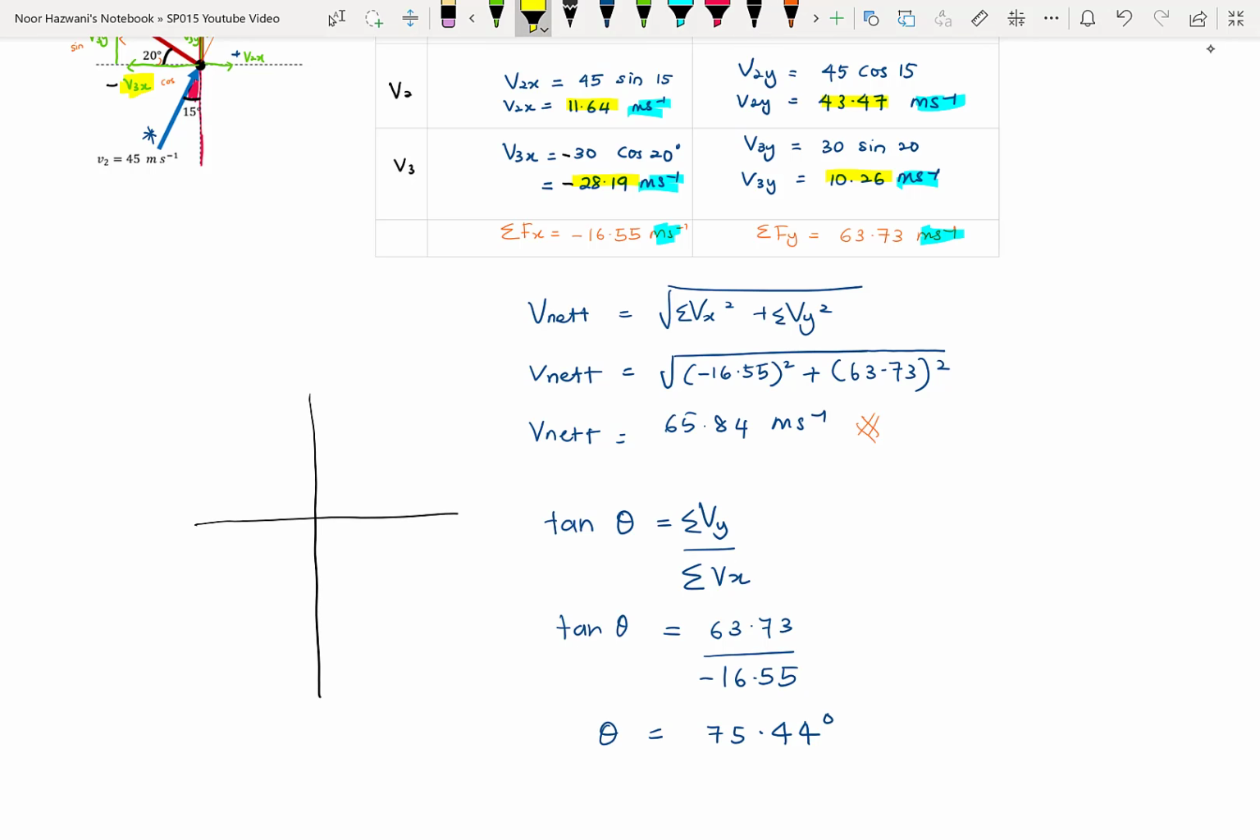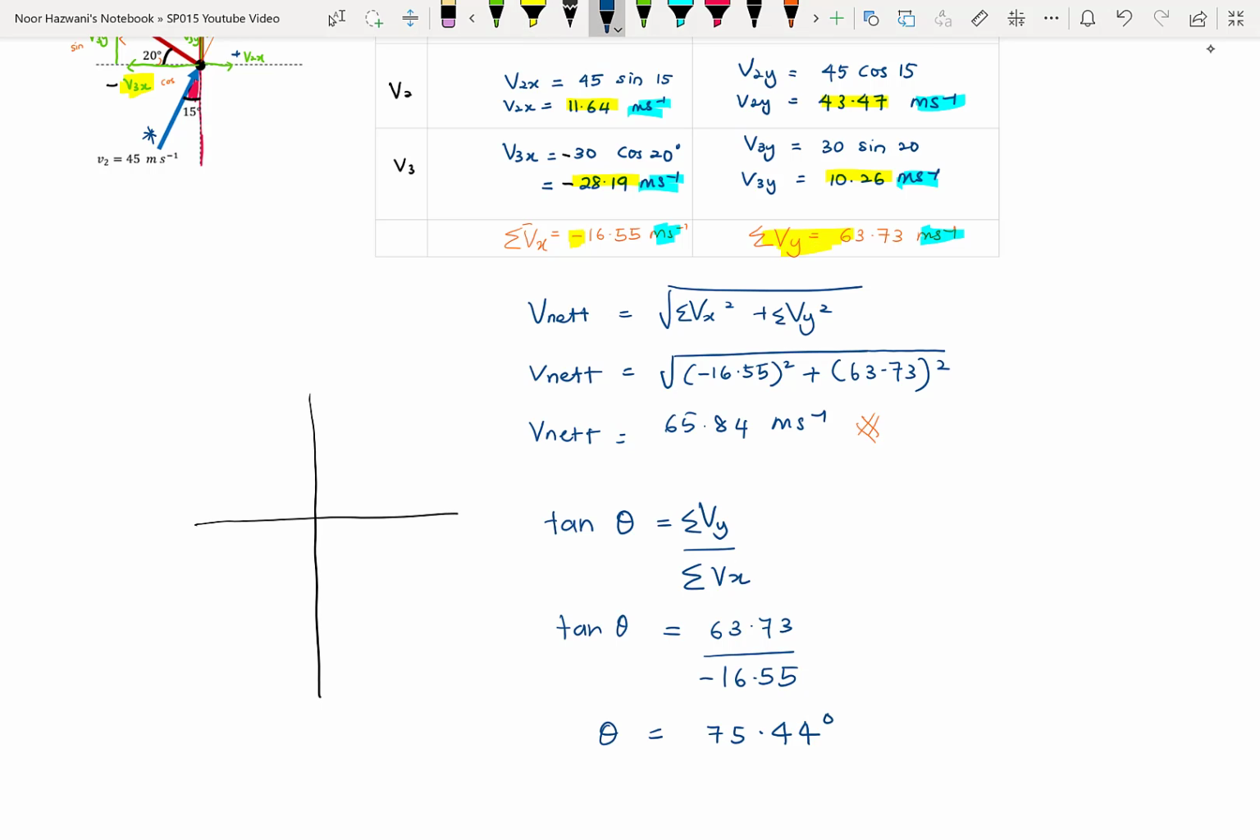And then, you look at you punya net component kat sini. Okay, summation Vx. Sorry, kat sini sepatutnya bukan Fx, it should be Vx. Okay, same goes to here. So, summations Vy, sorry. Okay. And then, summation Vx adalah negatif. Summation Vy adalah positif. So, dekat kuadran mana dia duduk?